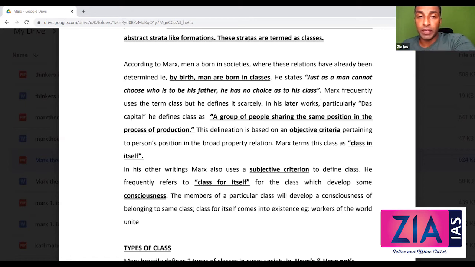In his later works, particularly Das Kapital, he defines class as a group of people sharing the same position in the process of production. Okay, so those who are sharing the same position in the process of production, that's the class.